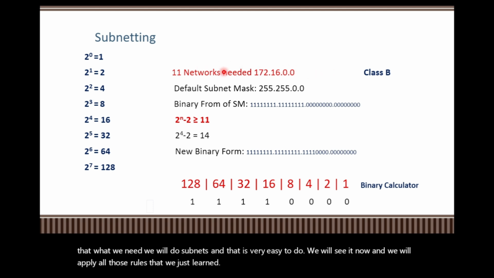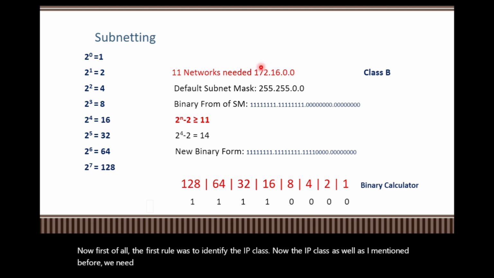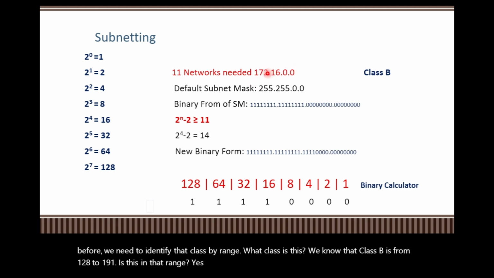Now, first of all, the first rule was to identify the IP class. As I mentioned before, we need to identify the class by range. What class is this? We know that class B is from 128 to 191. Is this in that range? Yes, definitely. So this is class B. We identify this. This is rule number one.